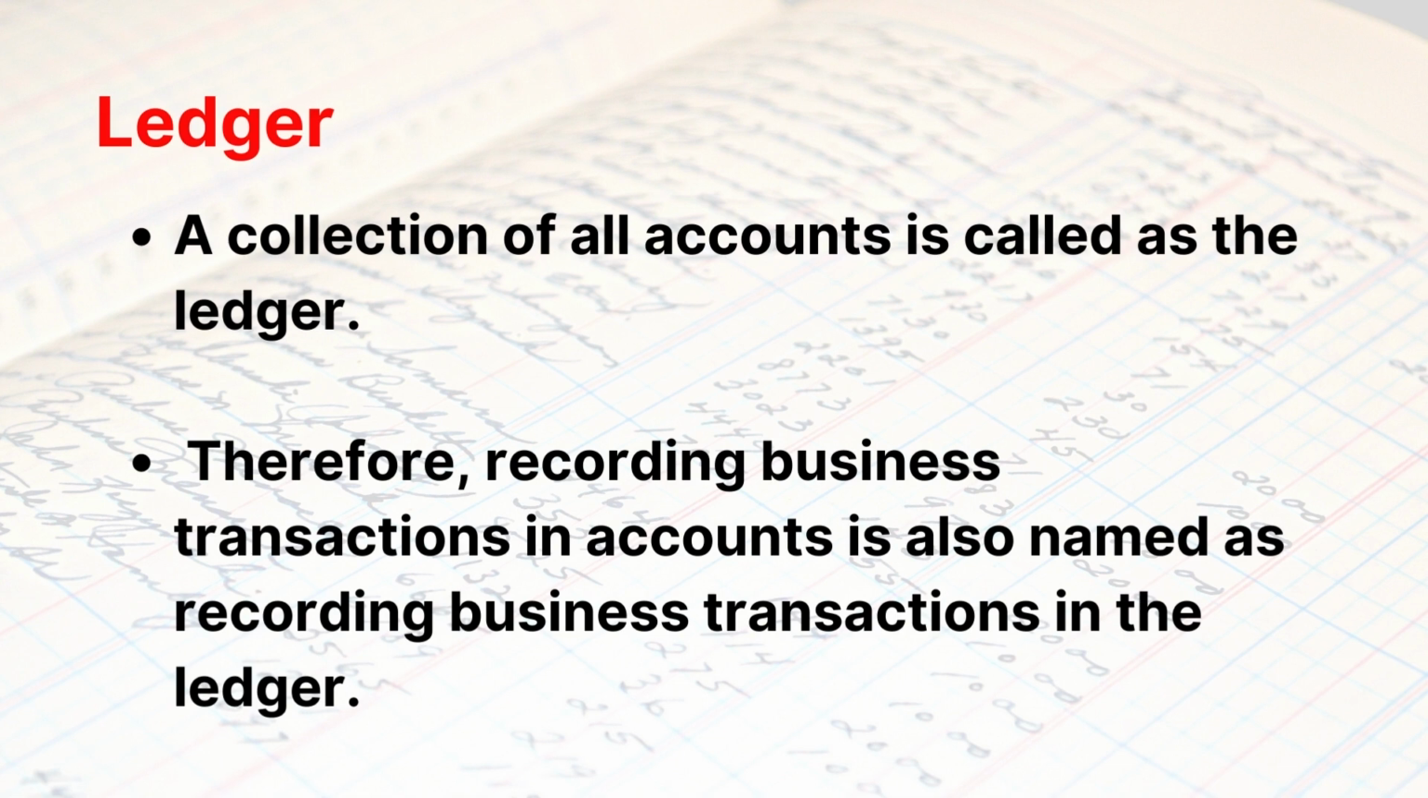So I think now you all can understand why we have a column called LF in the accounts table. LF column is known as ledger folio column. In that column you have to mention the page number of the account that is used to record the other entry of the transaction. So that's all in this chapter.